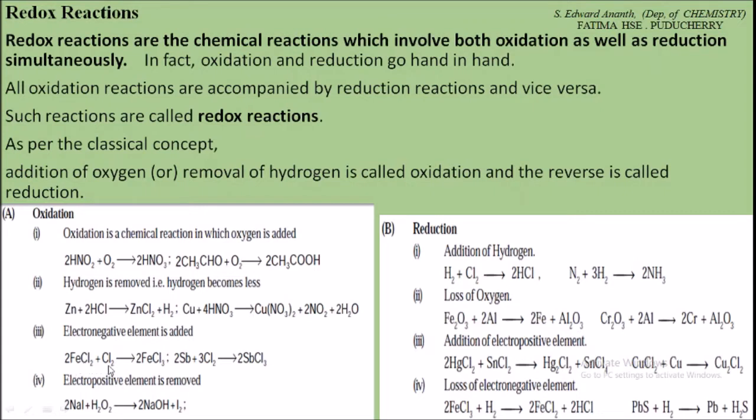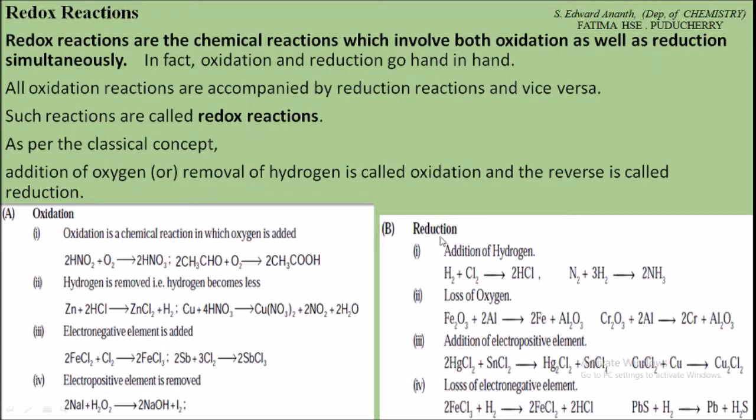அப்போ FeCl2 ஓட Cl2 add ஆகும்போது Cl2ன்றது electronegative element. If we add, we get FeCl3. So added product, addition of highly electronegative element is also said to be oxidation. Removal of electropositive element is also said to be oxidation. So oxidationல இவ்வளோ examples நம்ம பார்க்குறோம்.